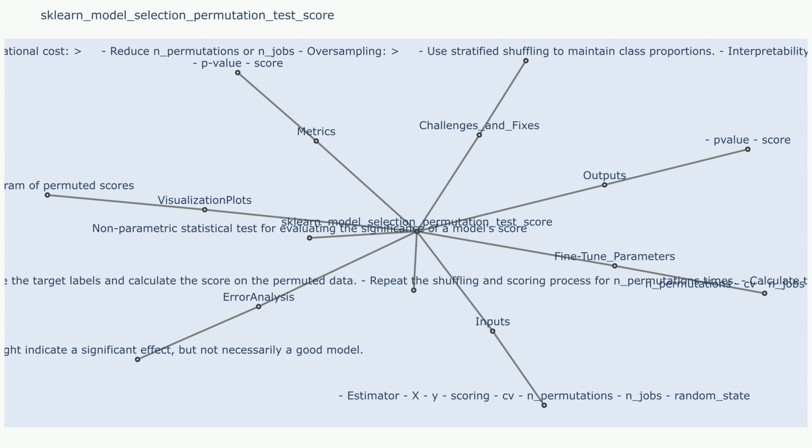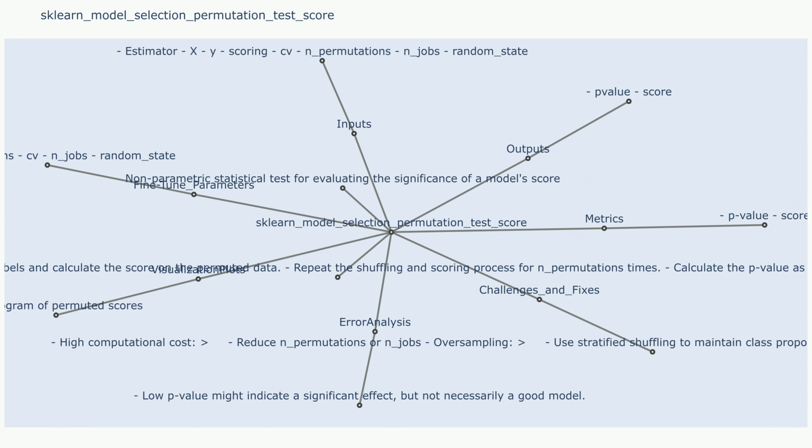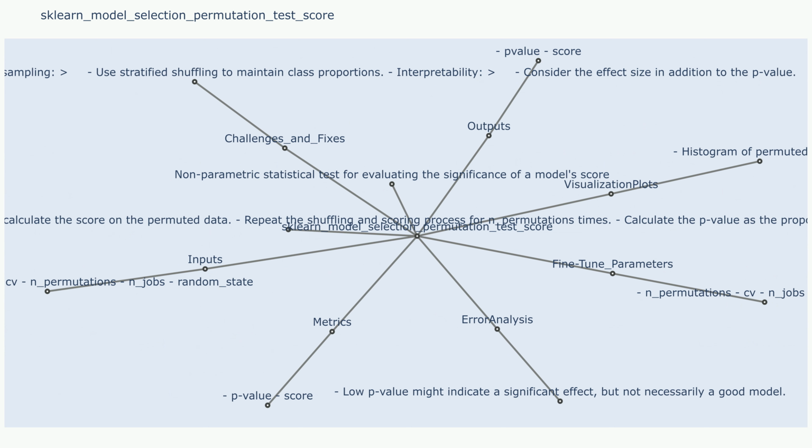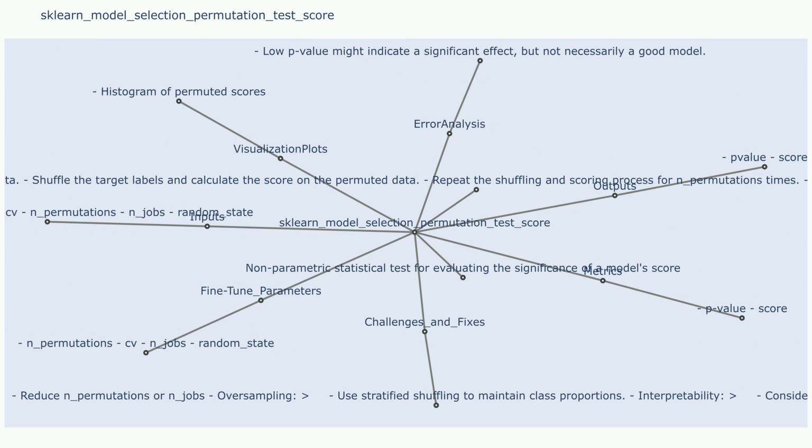For each permutation, it shuffles the target variable and trains the estimator on the shuffled data. It calculates the score of the estimator on the permuted data. It repeats this process for the specified number of permutations. The p-value is calculated by comparing the original score to the distribution of scores obtained on the permuted data. A low p-value suggests that the observed score is unlikely to occur due to chance.